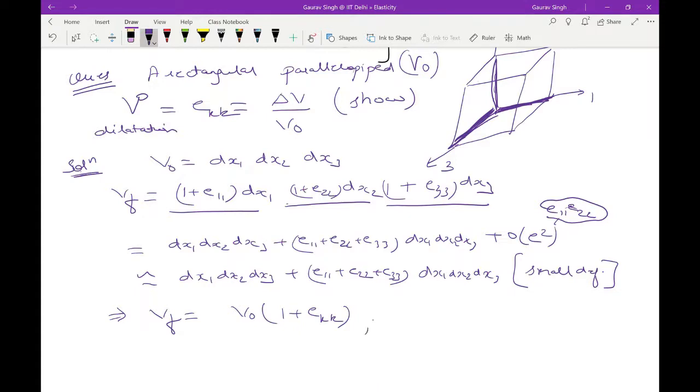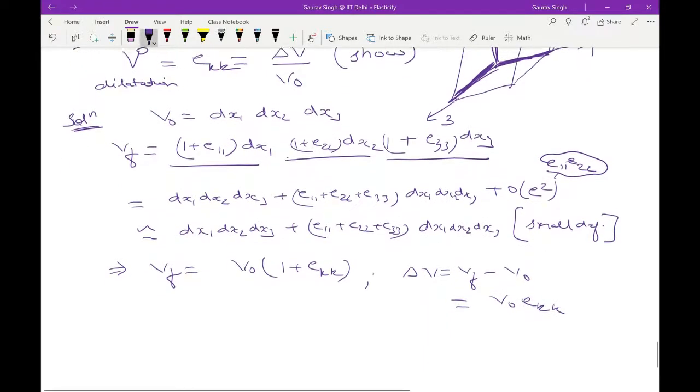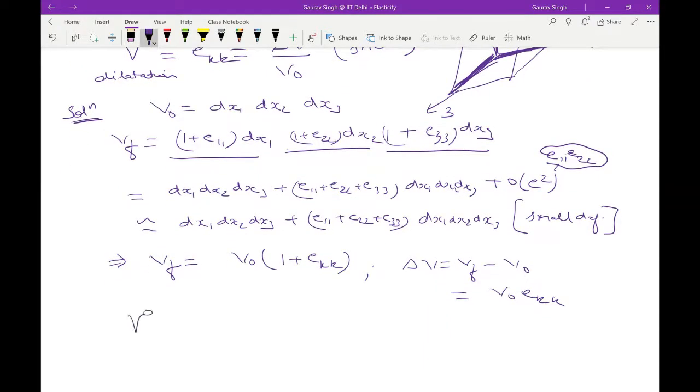Now the change in volume, delta V, will be equal to Vf minus V naught, and that would be V naught e_kk, and hence the dilatation, which was defined as delta V by V naught, will be equal to e_kk. So it is now proved. So the dilatation represents the change in the volume with respect to the original volume, and this is given by e_kk. Okay, that's the first thing which you should know.